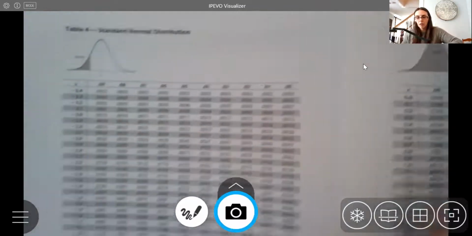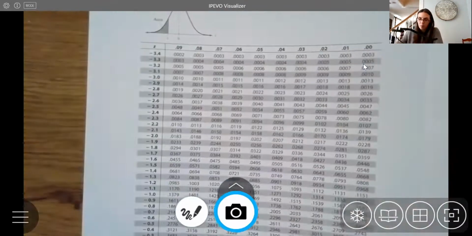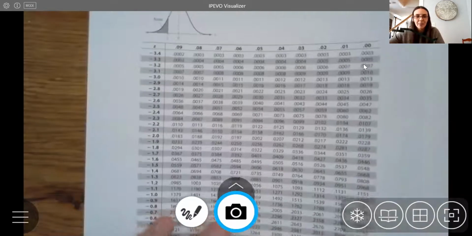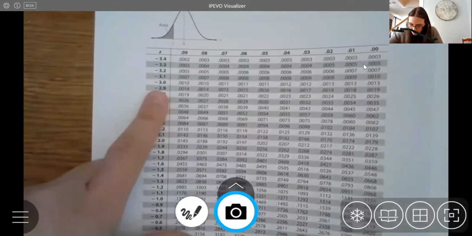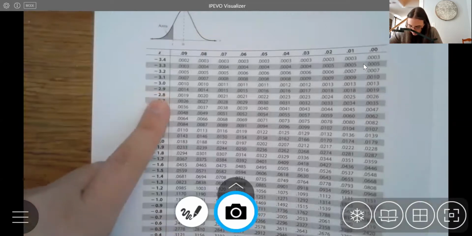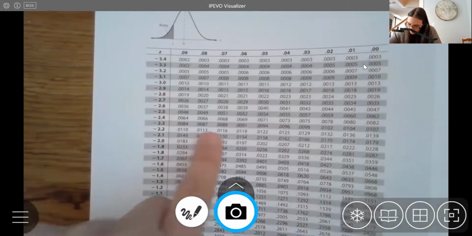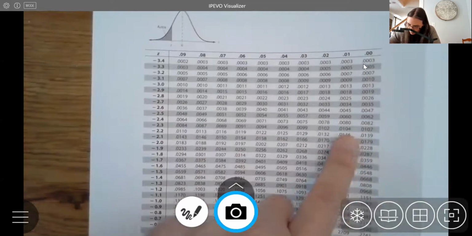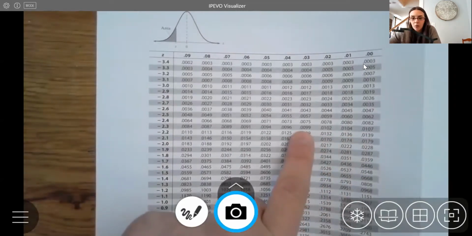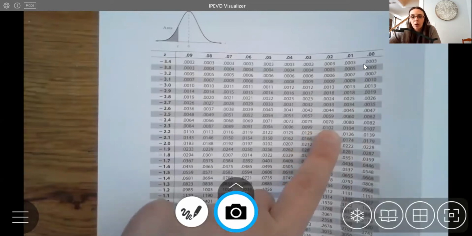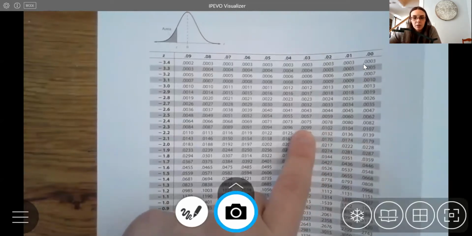All right, so we're looking for, we said, an alpha of 0.01. So in my table, I need to look for 0.01 to find that z value. So let's see. Looks like maybe right around right here, right? I see 0.0099, 0.0102. This one's a little bit closer. So it looks like my z value is negative 2.33.